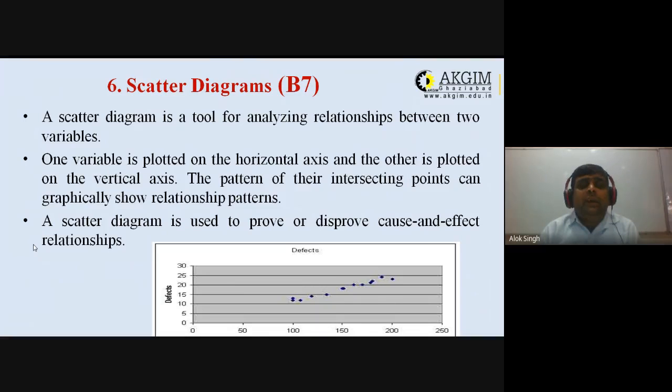A scatter diagram is a tool for analyzing the relationship between two variables. One variable is plotted on the horizontal axis, that is the x-axis, and the other is plotted on the vertical axis, that is the y-axis, and the pattern of their intersecting points can graphically show the relationship pattern. A scatter diagram is used to prove or disprove cause and effect relationships.